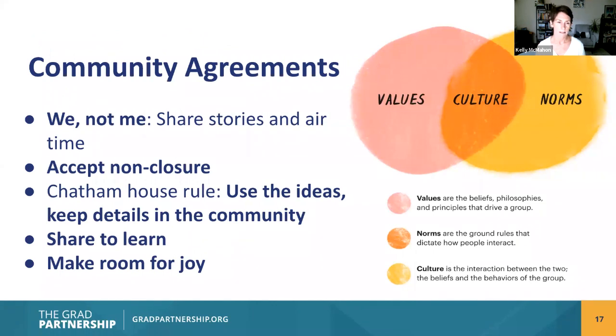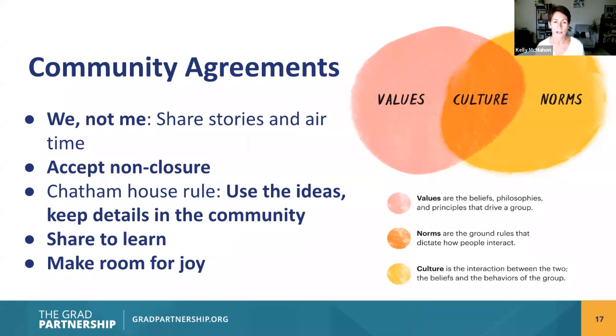Our community agreements. These are the things that we hold ourselves to. We agree that we are a "we, not me" space. We talk about sharing stories, as well as airtime. We accept non-closure. As you saw in some of those slides, and I imagine as you're learning, a lot of our work is big, ambiguous, and ambitious. With that, it means that sometimes we may not get to all the answers. So there's a lot of non-closure that happens, even though we're trying to make our path.